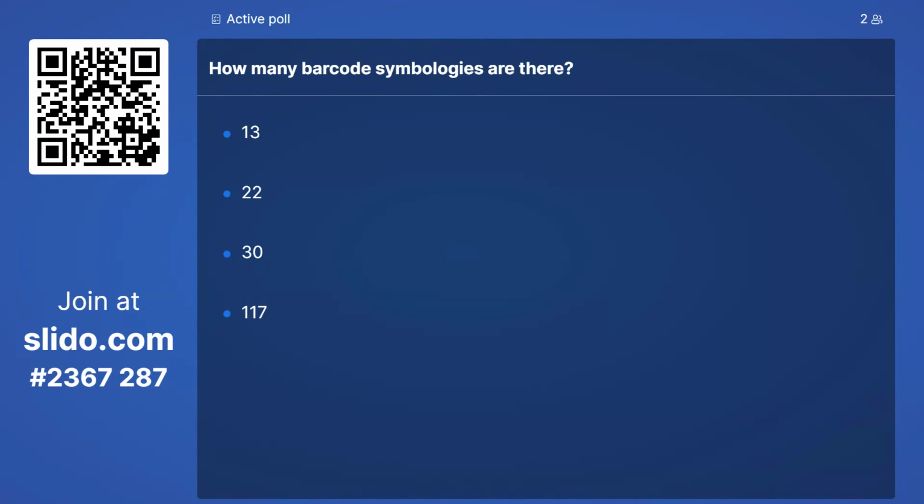Now, humans, we write, we read, we speak in English and Spanish and French and German, Italian, all these other languages. Barcodes have languages too. We call them symbologies because they are symbols. It's not written text, it is a symbol, hence symbologies.